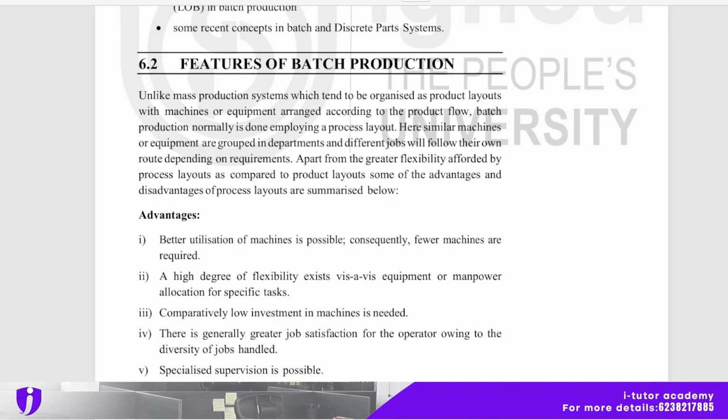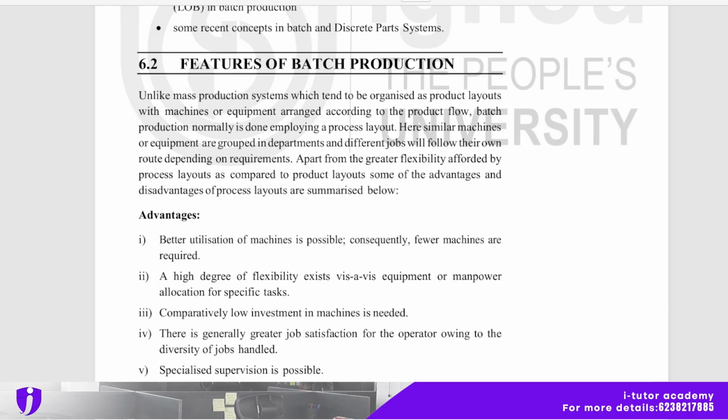Next is features of batch production. Unlike mass production systems, which tended to be organized as product layout with the machines or equipment arranged according to the product flow, batch production normally is done employing a process layout. Here, similar machines or equipment are grouped in departments, and different jobs will follow their own route depending on requirements.